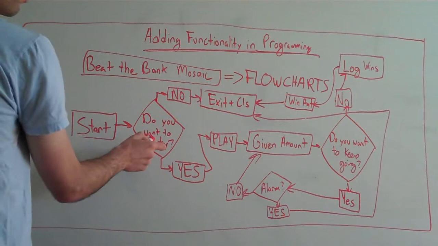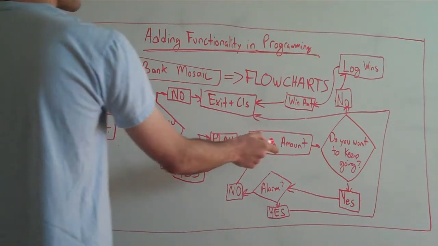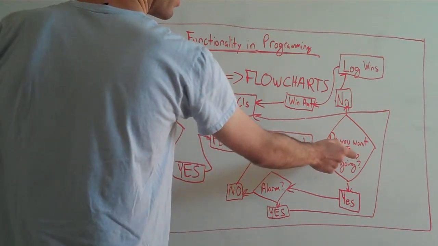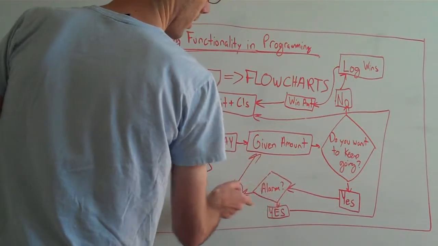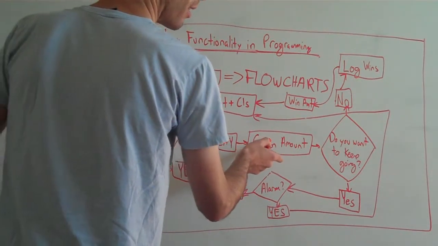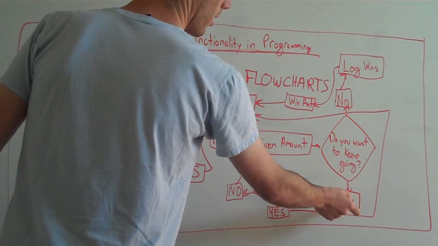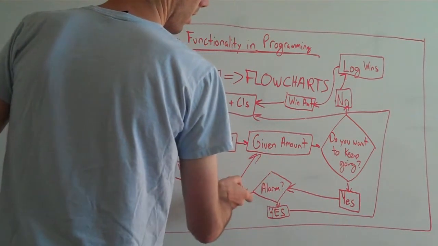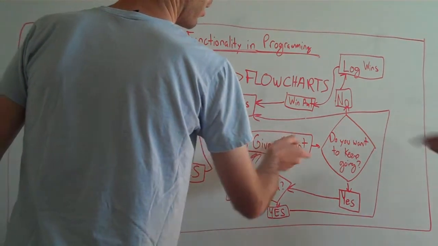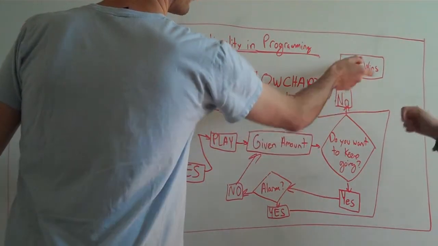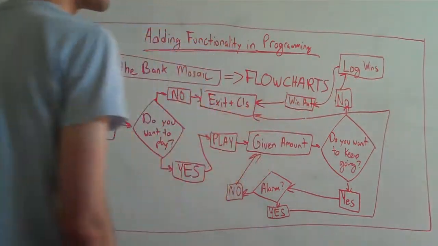Start. You want to play? Yes. Play. Give an amount. You want to keep going? Yes. Alarm? No. Give an amount? Yes. Keep going. Alarm? No. Give an amount? No. Log wins. Win amount. Exit. We did it, man.